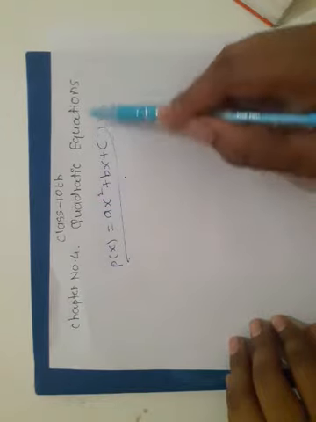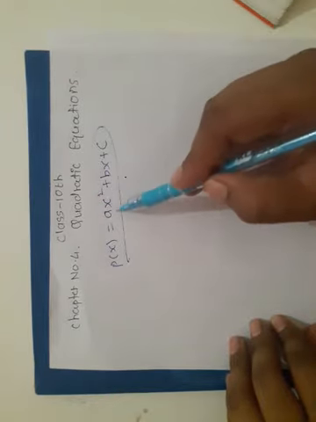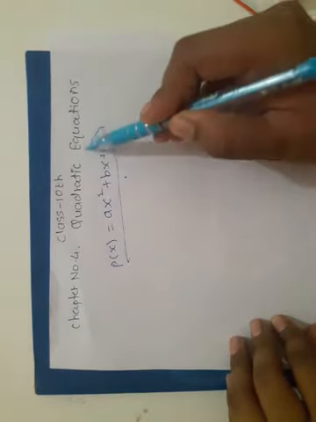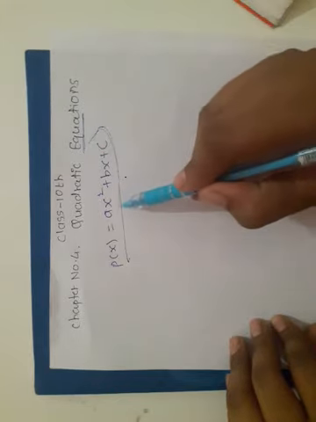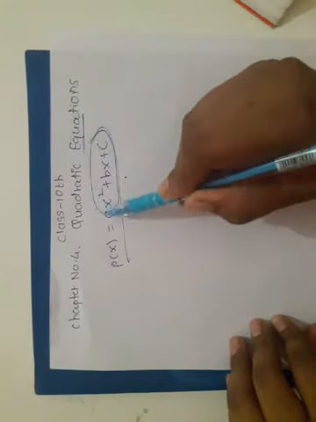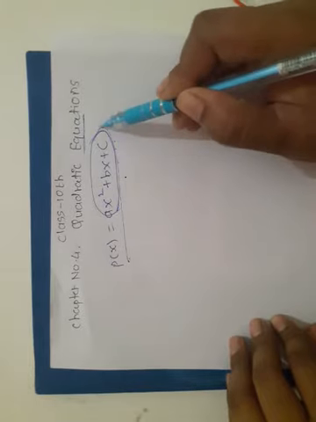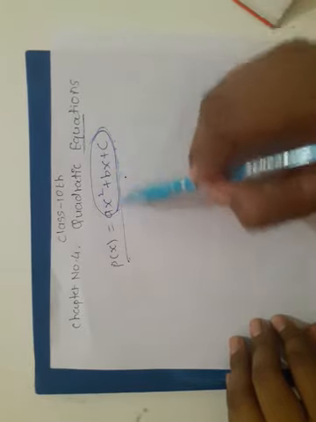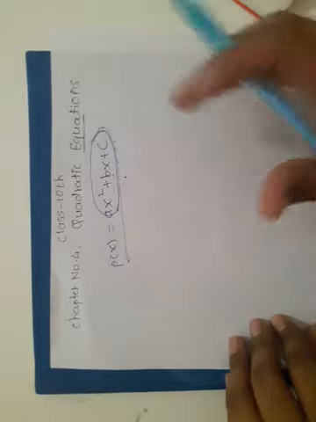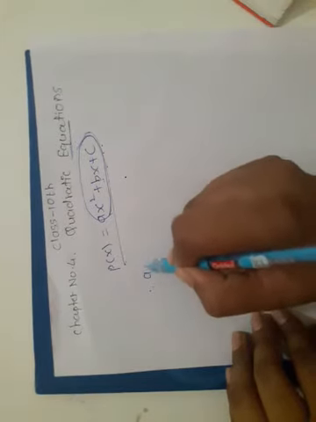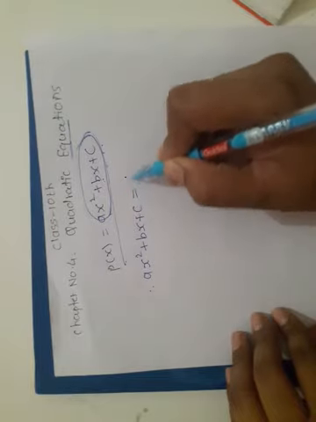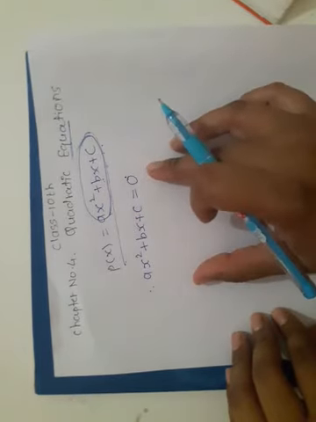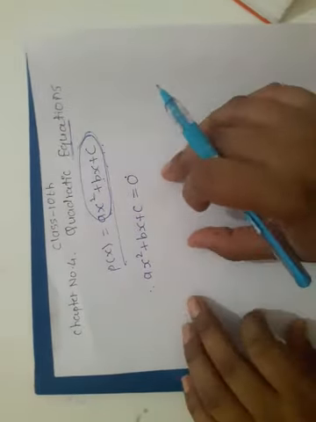But how can we write quadratic equations then? Equations means we have to equate them to 0. When this polynomial ax square plus bx plus c is equated to 0, then we can say that the given polynomial is a quadratic equation. We can write it as ax square plus bx plus c equal to 0, and then the given equation is a quadratic equation.